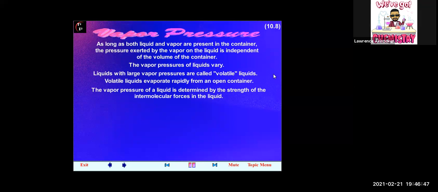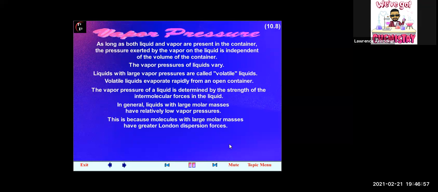The vapor pressure of a liquid is determined by the strength of the intermolecular forces in the liquid. In general, liquids with large molar masses have relatively low vapor pressures. This is because molecules with large molar masses have greater London dispersion forces. I want you to take note of this information. In general, liquids with large molar mass have relatively low vapor pressure. All right, look at that. And this is because molecules with large molar masses have greater LDF. LDF means London dispersion forces.